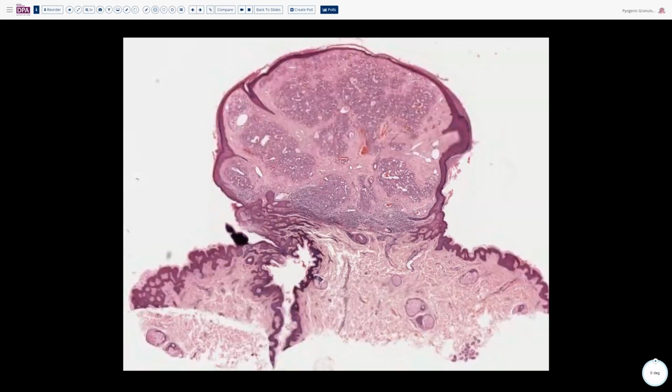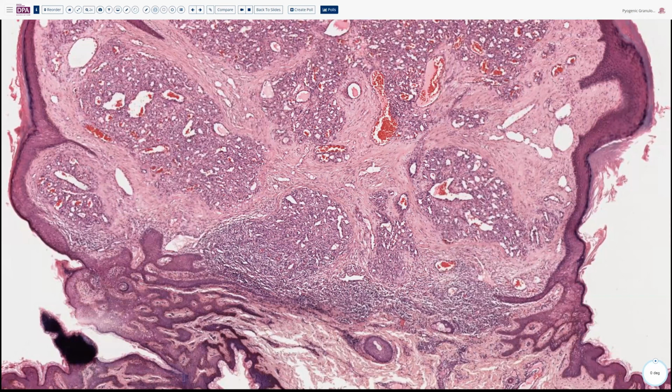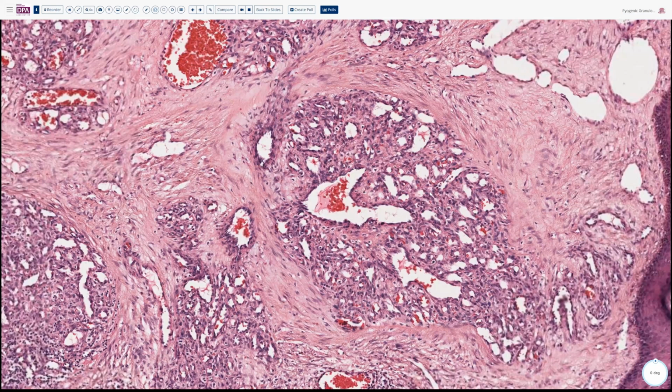So here's the example we've used, and we can just come in on higher magnification. Note that this sort of collarette formation at the base of the lesion is quite typical of these reparative processes. And here you can see the endothelial cells are not particularly atypical, but they tend to be plump, as in any developing or rapidly evolving lesion they might be.